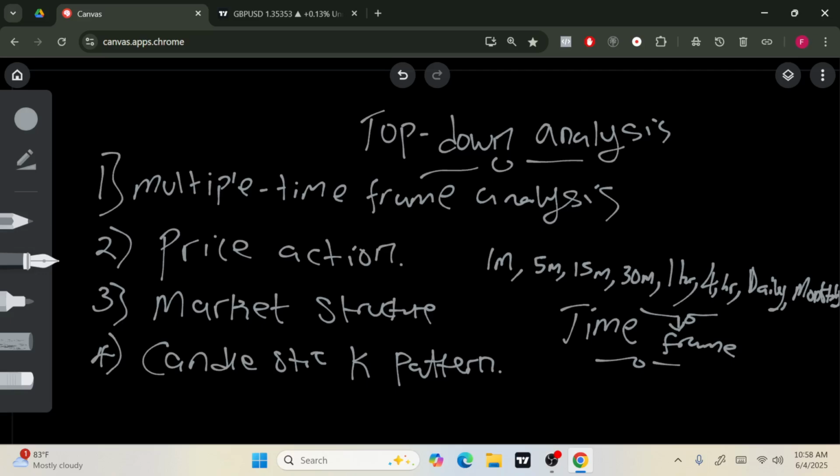Now, these are the time frames we have in the forex market. Now, this is not everything. You can have a 3 minutes time frame, 2 minutes time frame, 7 minutes time frame, 10 minutes time frame, 2 hours time frame, 3 hours time frame.